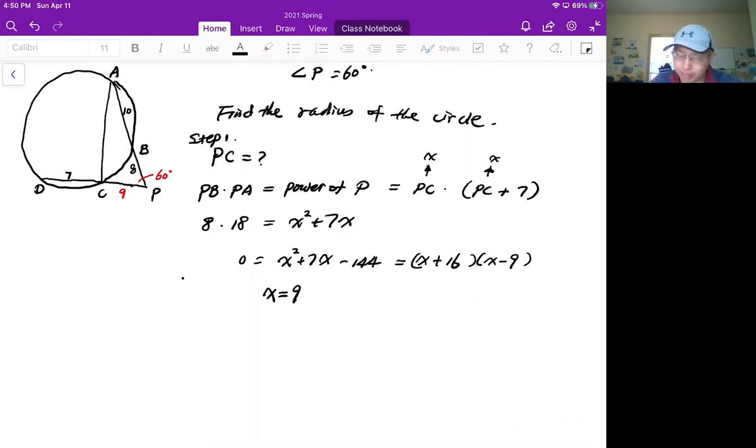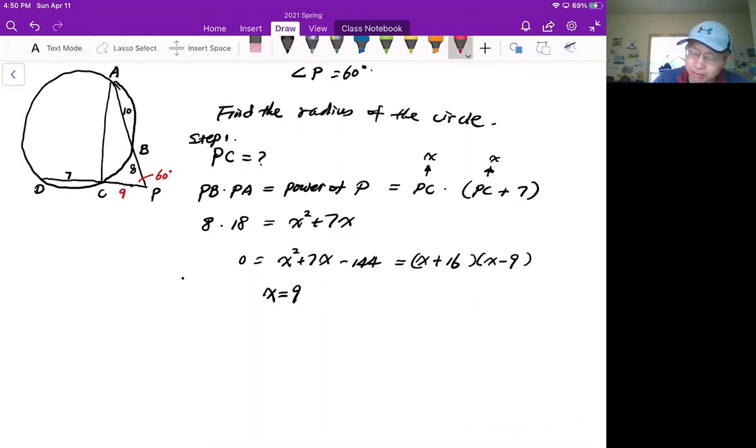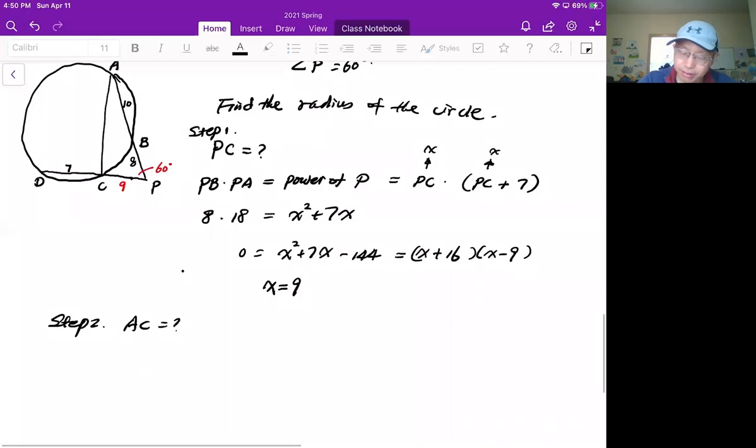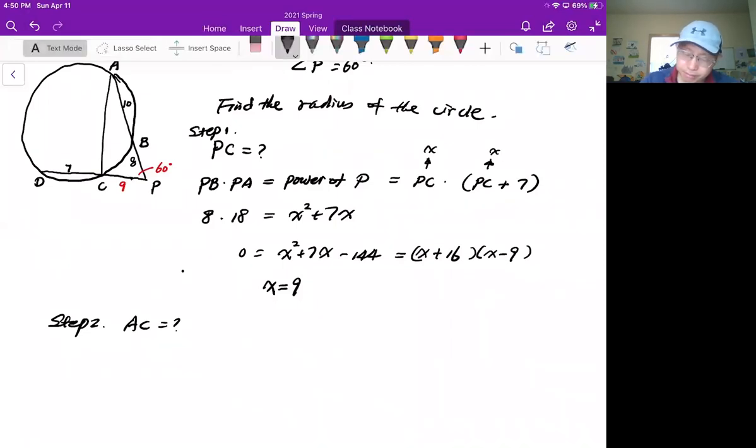So the next step, step 2, I want to figure out what is AC. Okay, what is AC? Well, just draw the picture. We have this picture here, right? So we get here, here, and here, right? Well, my picture was not there.